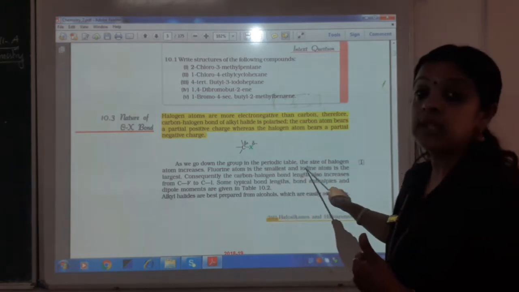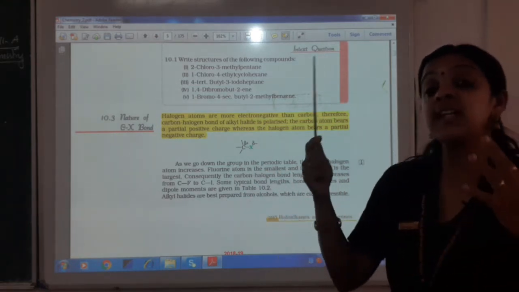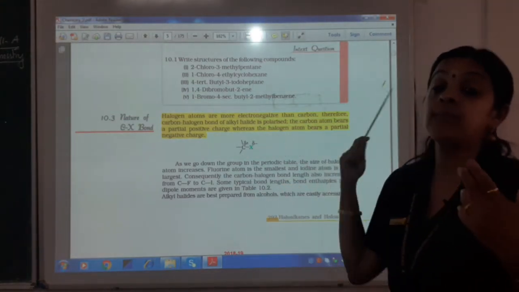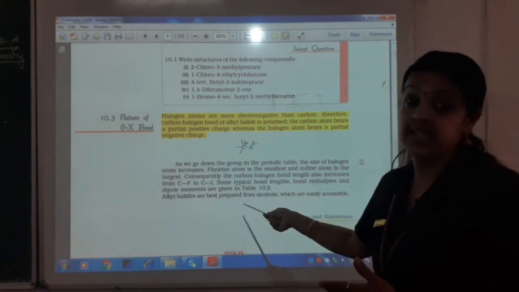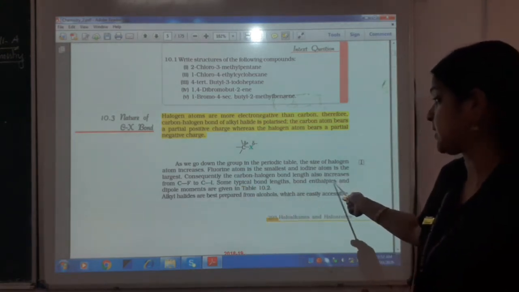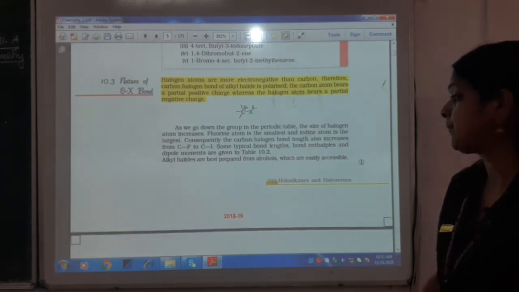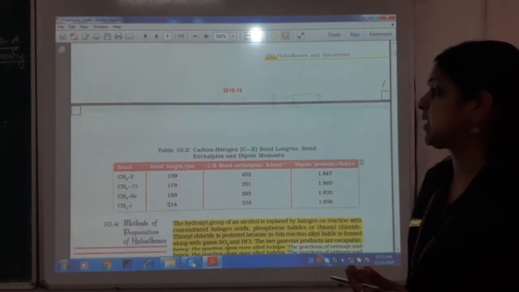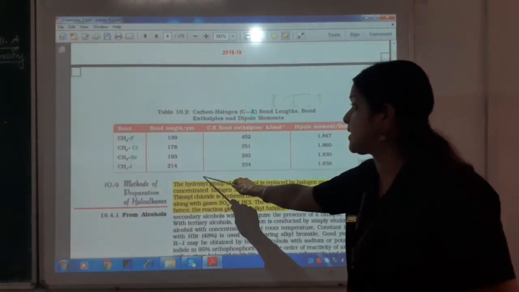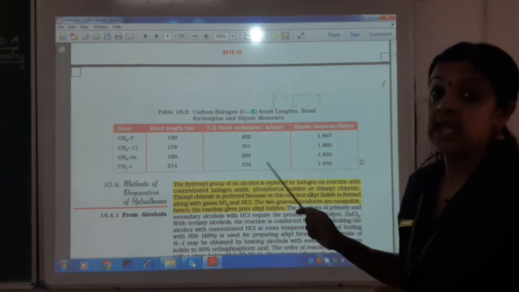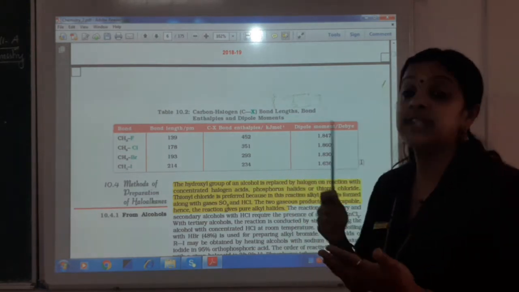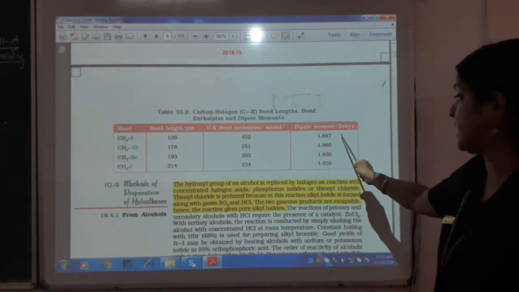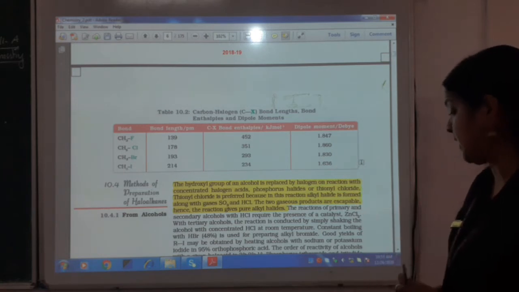As we go down the group in the periodic table, the size of the halogen atom increases. Fluorine being the smallest and iodine being the largest, the C-X bond length increases. Some of the bond lengths are also given, just for us to understand better. You can see here how the bond length increases. This is the bond enthalpy. As the bond length increases, the bond dissociation enthalpy decreases because it is easy to dissociate the bond, and this is the dipole moment, which also decreases.